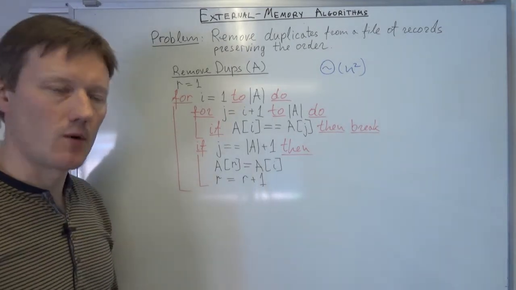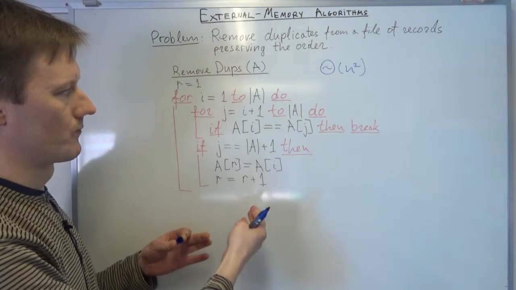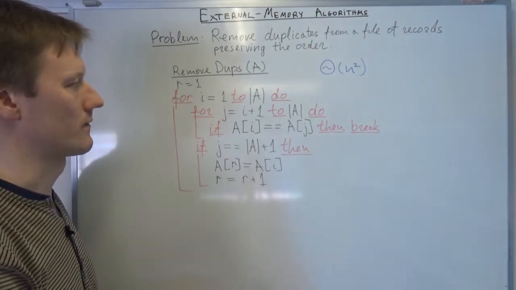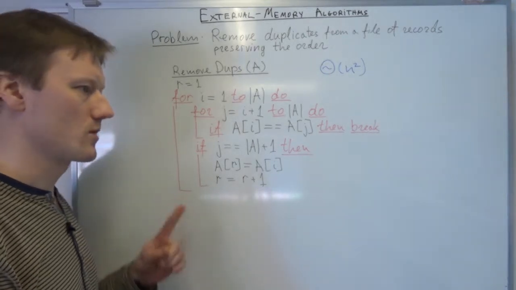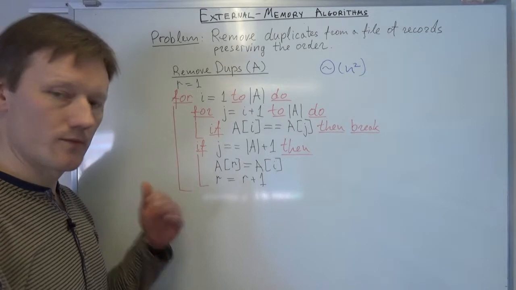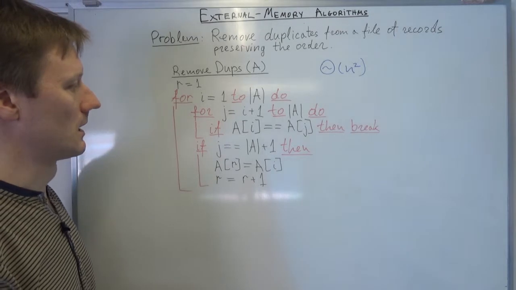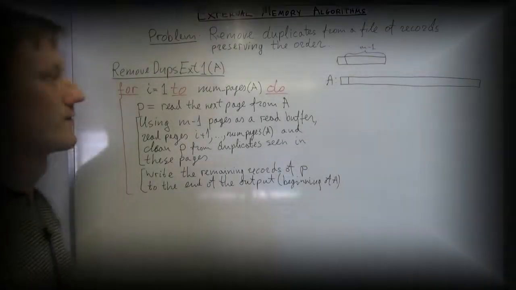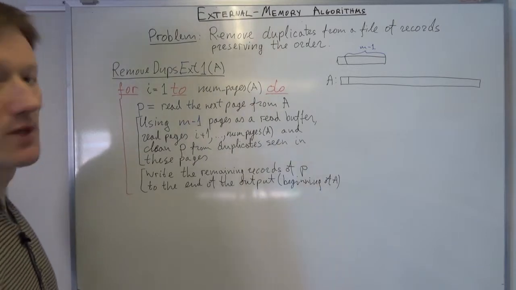So now you can pause the video and think, how would you port, adapt this algorithm to external storage when the file is on external storage and we read it page by page. And one thing we want to do is we want to use main memory cleverly for this. So now I will show two ways of doing that. One is more efficient, another is less efficient. So here is the first version of an external algorithm corresponding to the nested loop removal of duplicates.